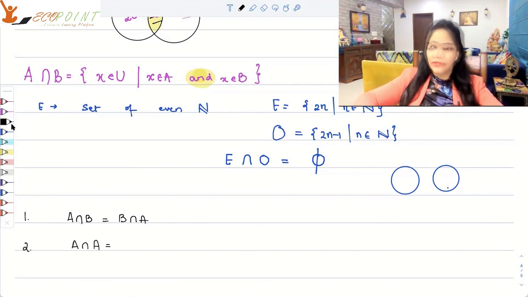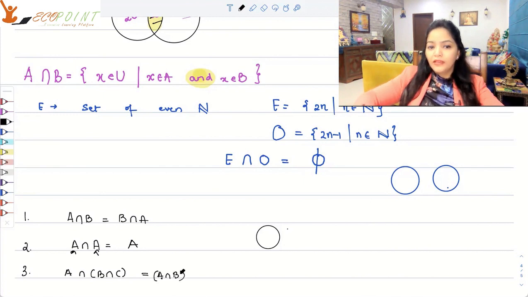Number two, the intersection of a set with itself. Of course, it has to be the set itself. For a simple reason, you are talking about entries which are in A and entries which are in A. That will give you entries which are in A, right? Number three, associativity. Yes, if I change the parenthesis, if I take A intersection with B intersection C, or I take the intersection of A and B first and then take the intersection with C, it's going to be the same thing.